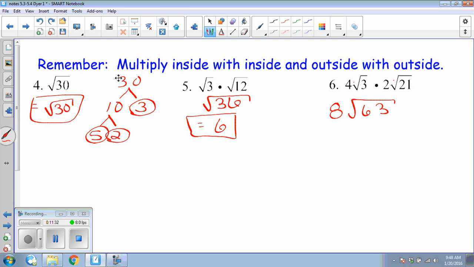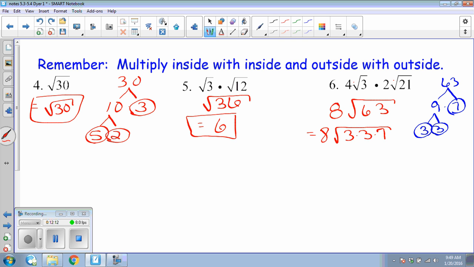Okay? Now I need to simplify the square root of 63 because 63 is not a perfect square. So when I take 63, I break it down into my factor tree. So that's 9 times 7. 7 is a prime number, so I circle it. And then 9 is 3 times 3. Okay? So the square root of 63 can be broken down into, so don't forget the 8, 8 times the square root of 3 times 3 times 7.